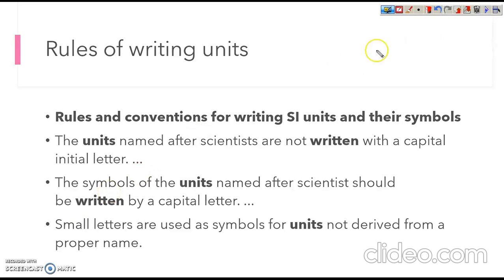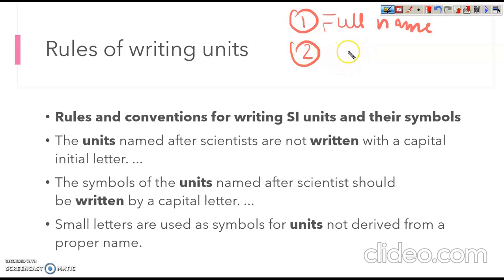The first rule is that you should write the full name of all units. Even when they're named after scientists, they should not be written with a capital letter. This is the first. The second, the symbol for a unit named after a scientist has a capital letter. For example, Newton will be written as N.